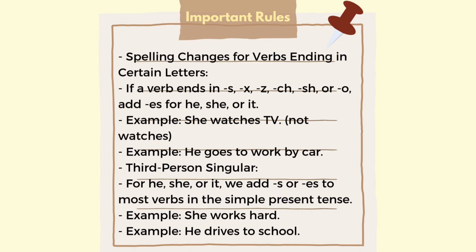Important rules. Spelling changes for verbs ending in certain letters. If a verb ends in x, z, ch, sh, or o, add es for he, she, or it. For example, she watches TV and he goes to work by car. Third person singular. For he, she, or it, we add s or es to most verbs in the simple present tense. For example, she works hard and he drives to school.